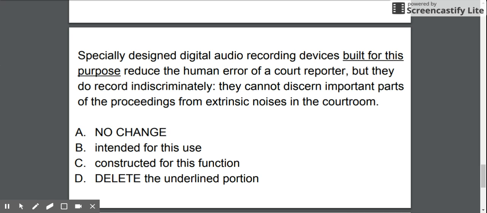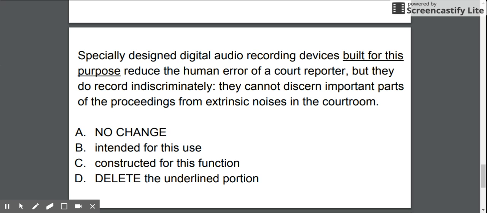Specially designed digital audio recording devices built for this purpose reduce the human error of a court reporter, but they do record indiscriminately. They cannot discern important parts of the proceedings from extrinsic noises in the courtroom.